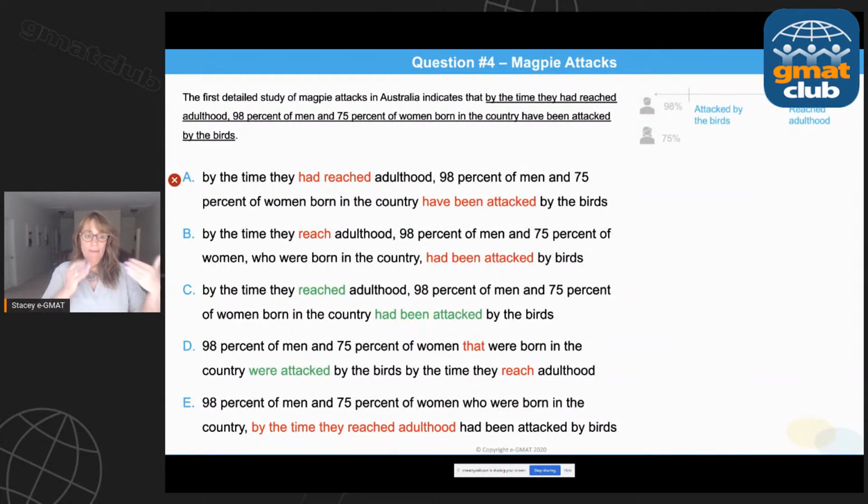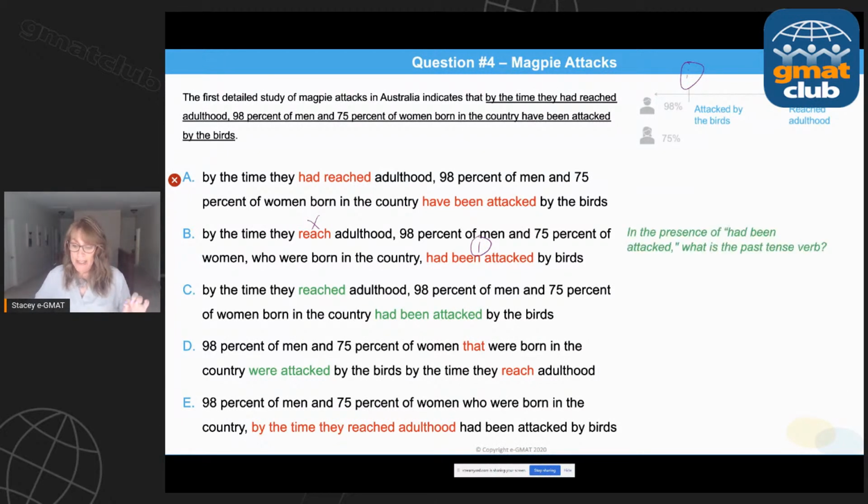Okay, so whenever I know I have confused verb tenses, I keep that timeline with me. I know event 1, that they are attacked by birds, and event 2, they reached adulthood. Okay, so choice A is incorrect because of these reversed verb tenses. Okay, choice B, I see the correct order. All right, I have had been attacked. So we have the correct use of the past perfect here to sequence this, but I see reach, by the time they reach adulthood. Now, the second piece of the past perfect formula is to use the past tense. So we have to use the past perfect plus the simple past tense. So this is going to be our error in option B because we don't have the simple past tense. So we're going to reject choice B because we don't have the past tense verb.